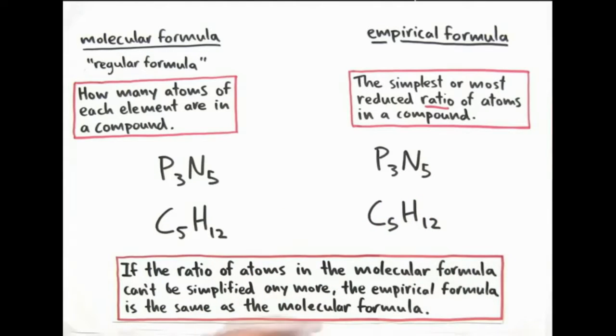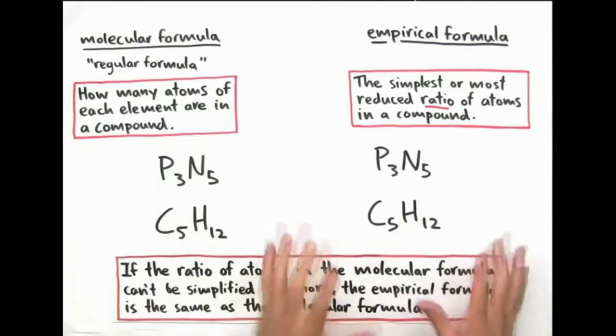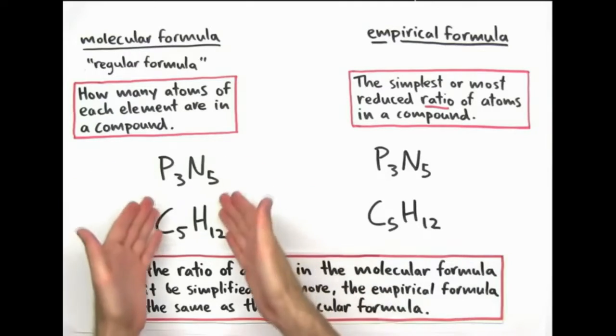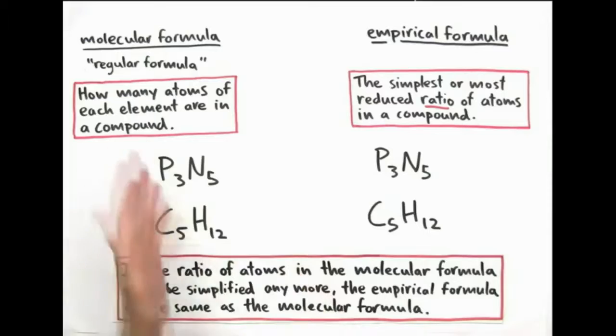Don't get confused by this. Teachers and textbooks love to give you molecular formulas that you can't reduce anymore and then ask you what the empirical formula is. This freaks a lot of students out. Don't be freaked out by it. Just remember that if you can't simplify the molecular formula anymore, there's nothing wrong. It just means that the empirical formula is going to be exactly the same as the molecular formula.